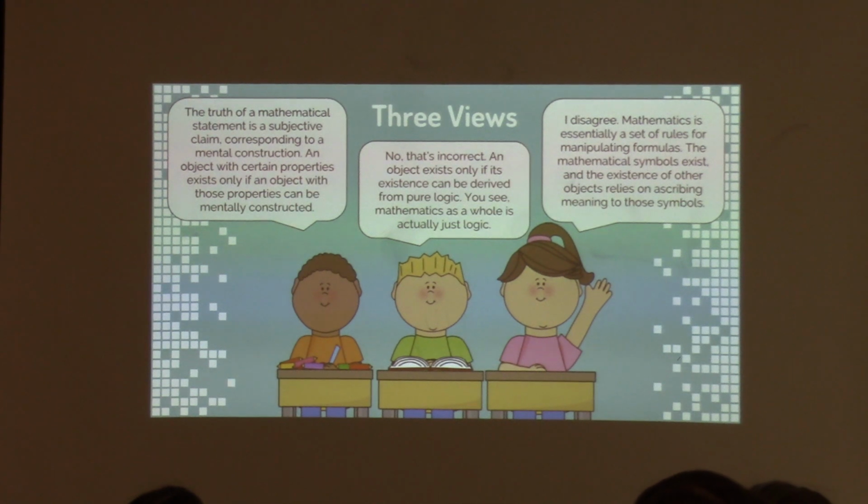So this is, again, kind of dumbing it down here a little bit. Let's read these. Let's see, who's who? The person on the left says, from our perspective, the truth of a mathematical statement is a subjective claim corresponding to a mental construction. An object with certain properties exists only if an object with these properties can be mentally constructed. Who's that? The intuitionist. How about this person in the middle? No. That's incorrect. An object exists only if its existence can be derived from pure logic. You see, mathematics as a whole is actually just logic. Who is that? That's the logicist.